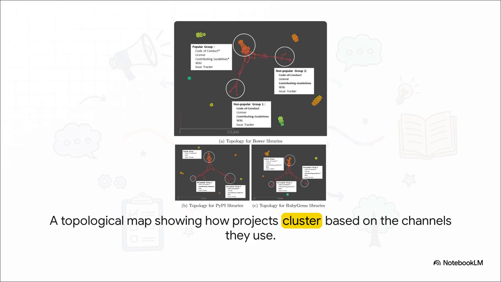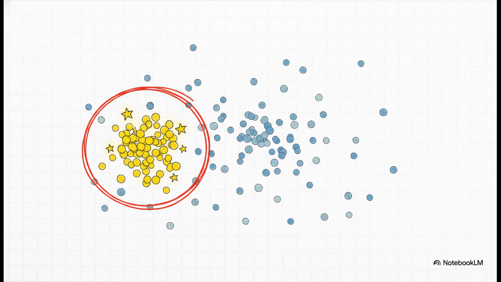So to find the answer, the researchers use this really cool technique called topological data analysis. I know, it sounds complicated, but think of it like this. It's a way to draw a map where projects that behave similarly, like using the same communication channels, end up clustering together. And right away, a really obvious pattern just jumped off the page. You can see it circled right here. A very clear group of the most popular projects all huddled together. This means they share a common strategy for how they communicate and share knowledge.